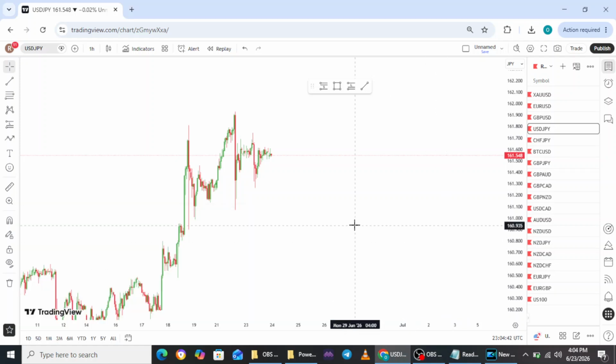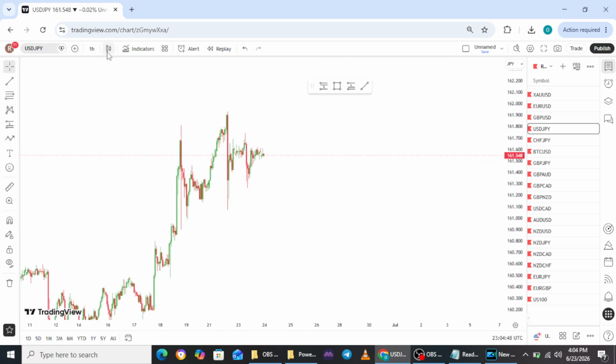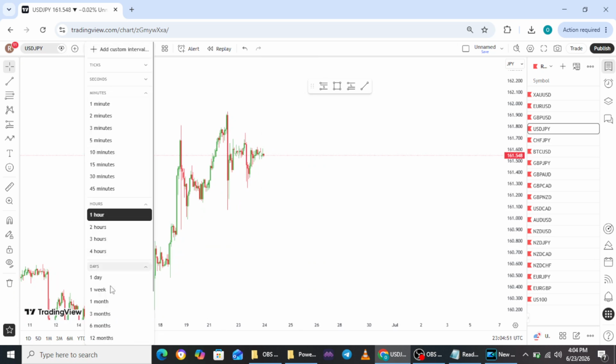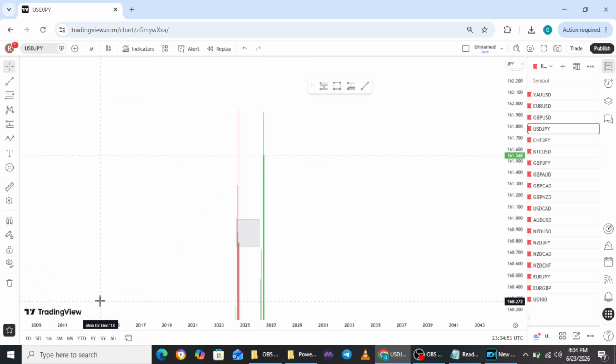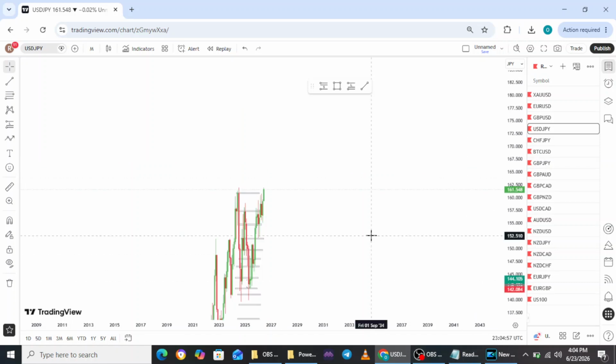Okay, let's look at the USDJPY. Let's see what the market will be doing today. Okay, so remember the normal way of getting your structure, like I told us in the previous videos.